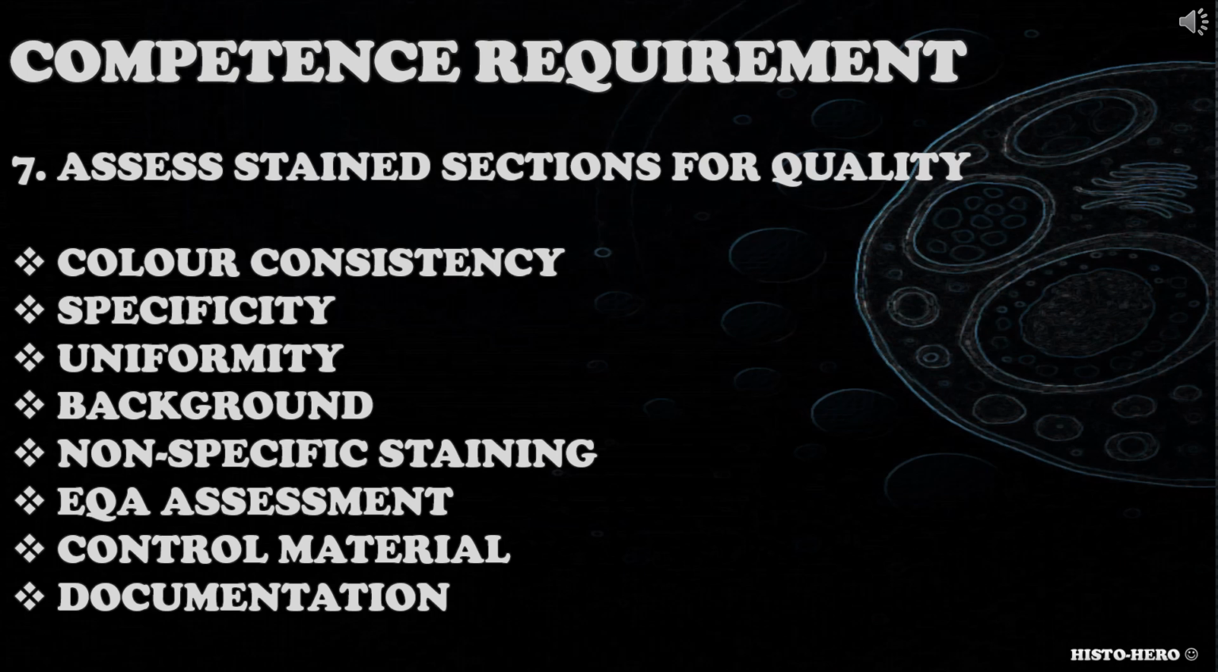The seventh competence requirement is for you to assess stained sections for quality. How would you assess quality of sections stained with relevant demonstration methods? What steps would you take? How are those slides assessed during EQA assessment? How do you maintain appropriate audit trail record? Consider color balance and consistency, specificity of staining, uniformity of staining, presence of background staining, contamination or deposits, presence of nonspecific staining, UK NEQAS assessment criteria, control material used, documentation.